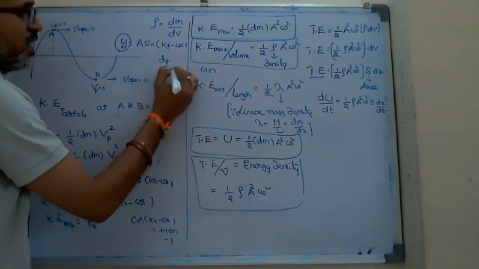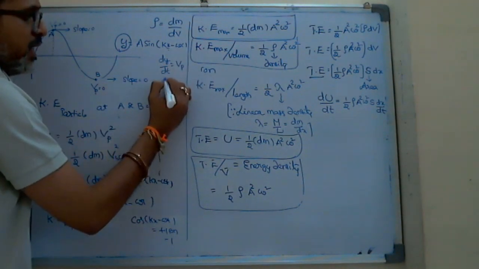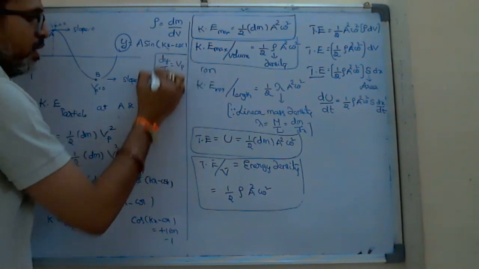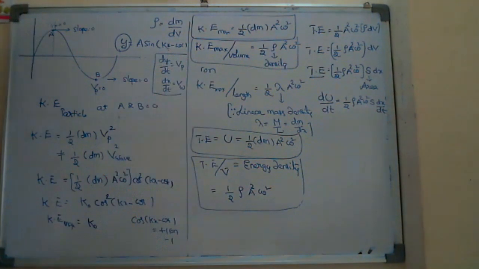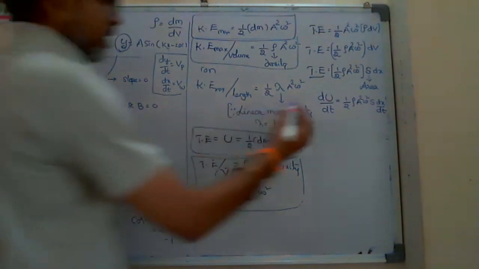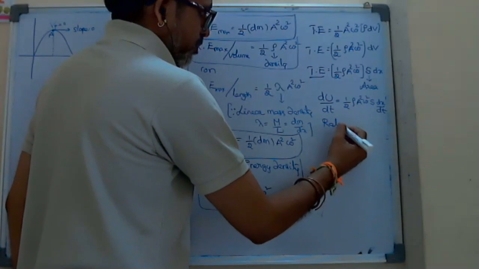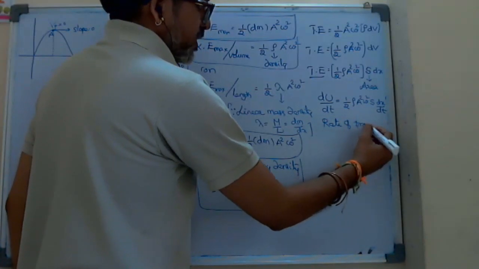dy by dt is velocity of particle. dx by dt is velocity of wave. Okay. Why? Because next we are going to start the numericals. There, all these points are important for us. Okay. Right. Then here, what is this? Rate of propagation of energy.